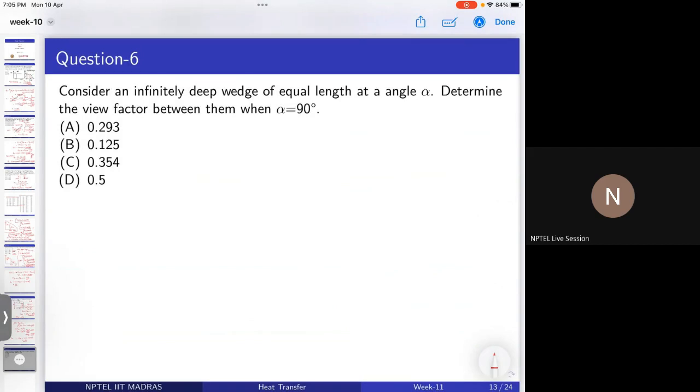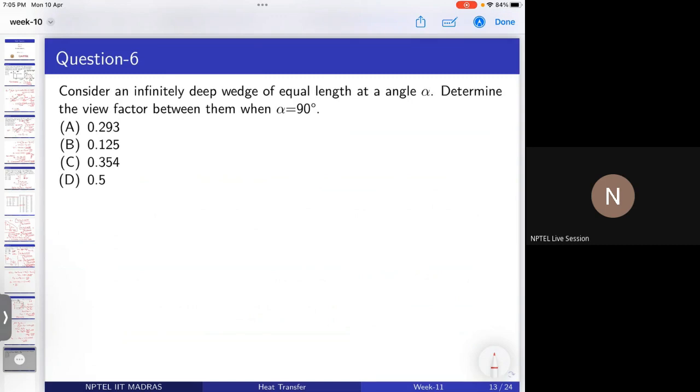So this is also a view factor problem. Consider an infinitely deep wedge of equal length at an angle alpha. Determine the view factor between them when alpha is equal to 90 degrees. So first we will derive the view factor for any arbitrary angle alpha.